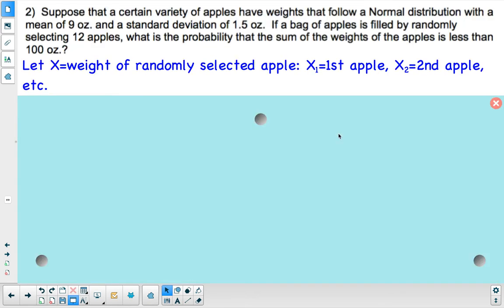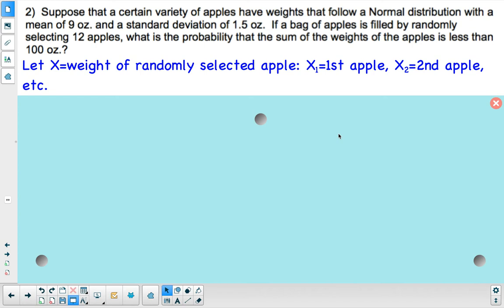Okay, now if that wasn't enough for you, we got this apples problem. Suppose that a certain variety of apples have weights that follow a normal distribution with a mean of 9 ounces and a standard deviation of 1.5 ounces. If a bag of apples is filled by randomly selecting 12 apples, what is the probability that the sum of the weights of the apples is less than 100 ounces?